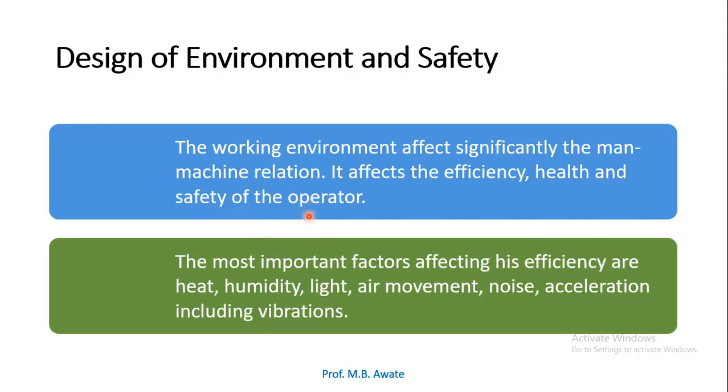Okay, so the most important factors affecting a worker's efficiency are heat, humidity, light, air movement, noise, and accelerations including vibrations. So the factors which will reduce the performance of the workers are, suppose, heat, humidity not proper or on the higher side, improper light, not much air movement, a lot of noise, and acceleration including vibration. Due to that, the performance or efficiency of the worker will get affected. Now we will concentrate on these factors.